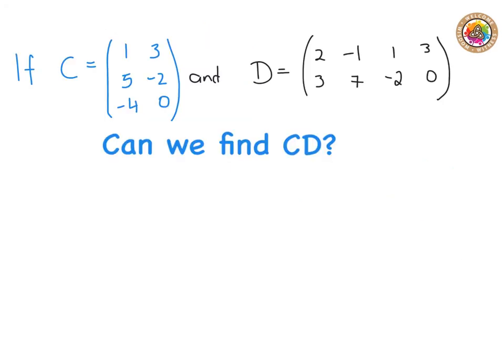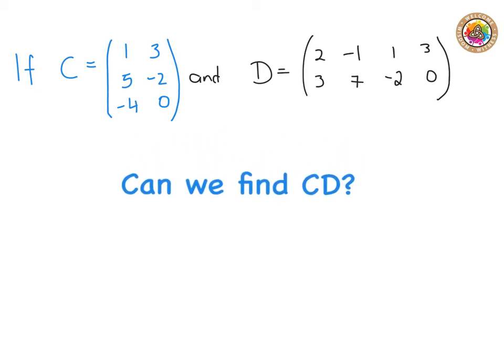Okay, so here we're given another two matrices, this time C and D. And here we're asked, can we find CD? Now, if I look at the dimensions of this one, I can see how many rows are in it. So it's a 3 by 2 matrix, times another matrix, and this time it's a 2 by 4 matrix.